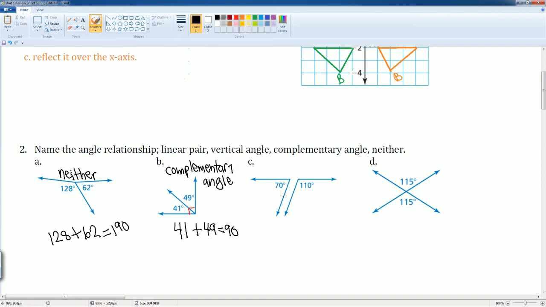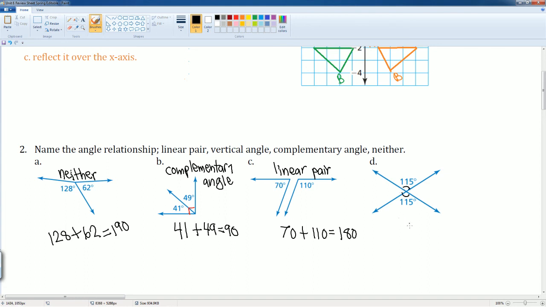Okay. The next one, we have 70 and 110. And this is going to be equal to 180. We can call this a linear pair. The reason why it's a linear pair is because if you put them together, they make a line, which is 180 degrees.